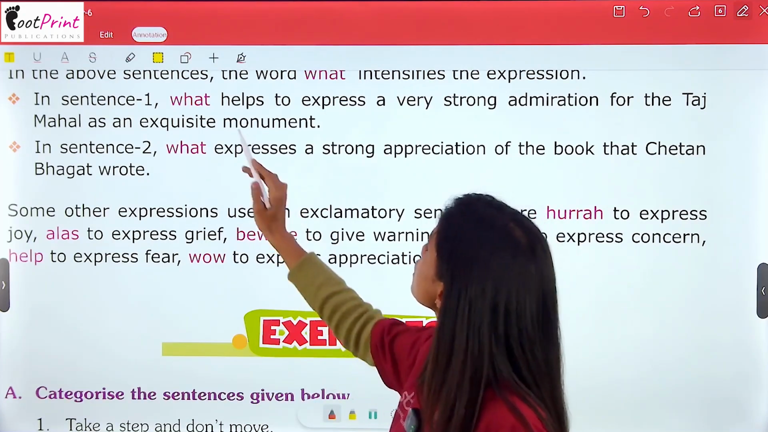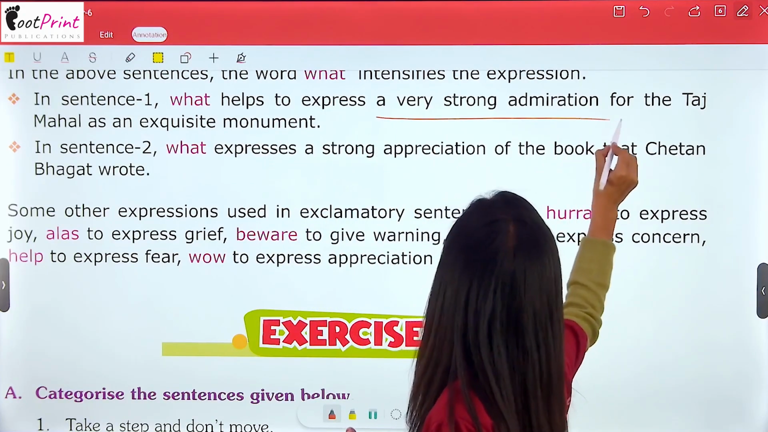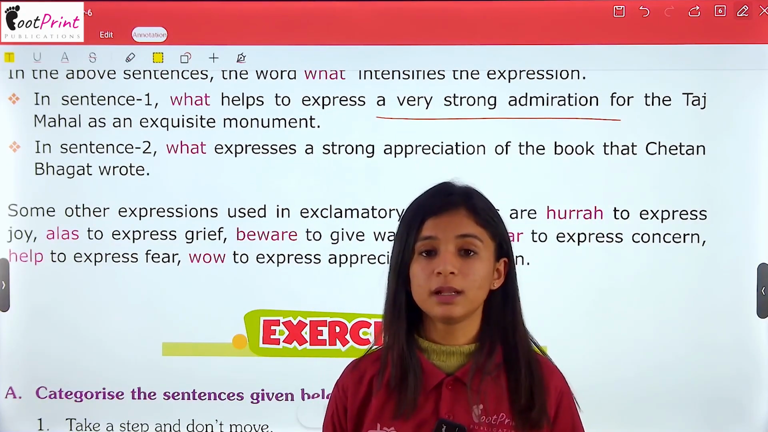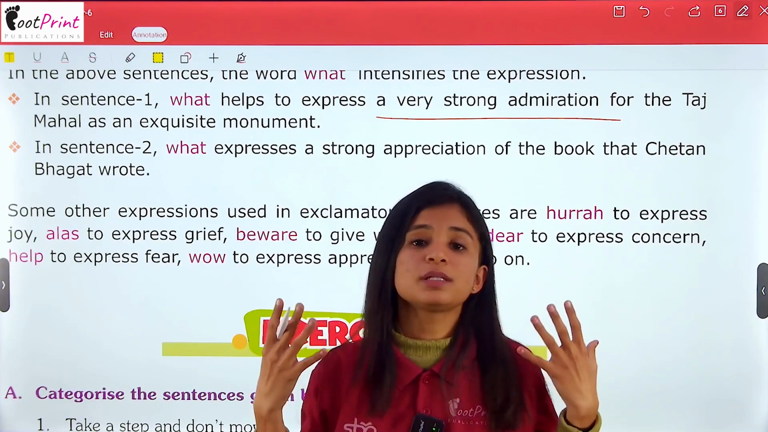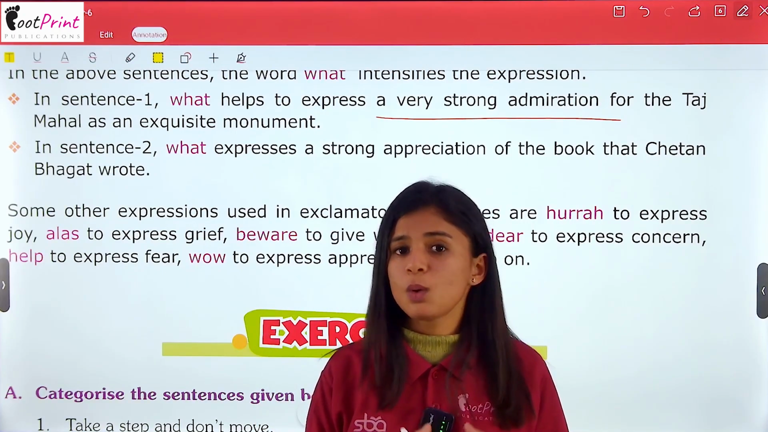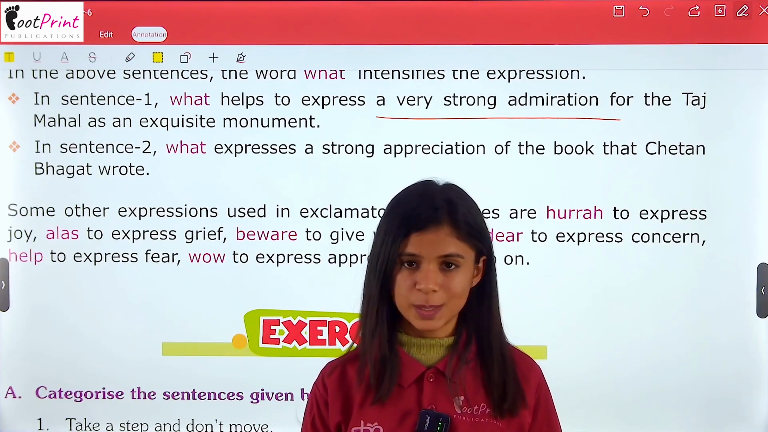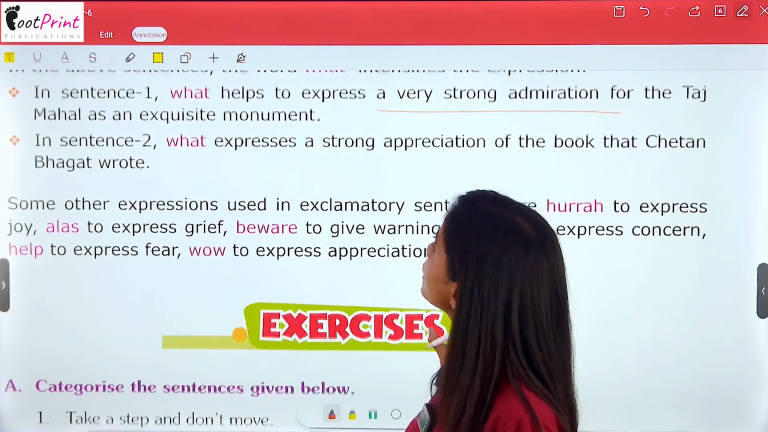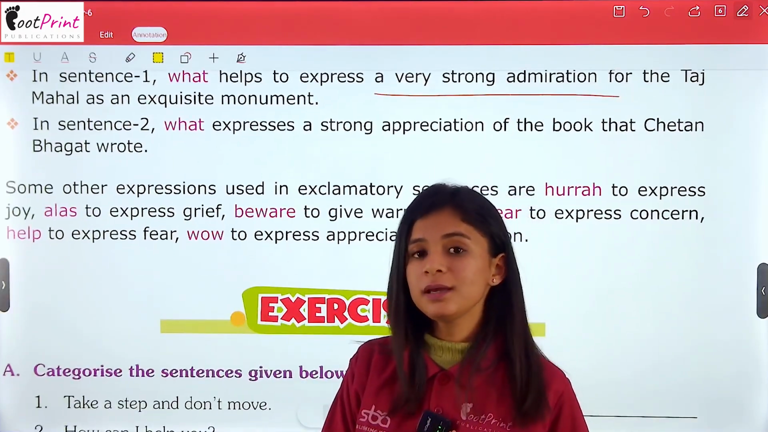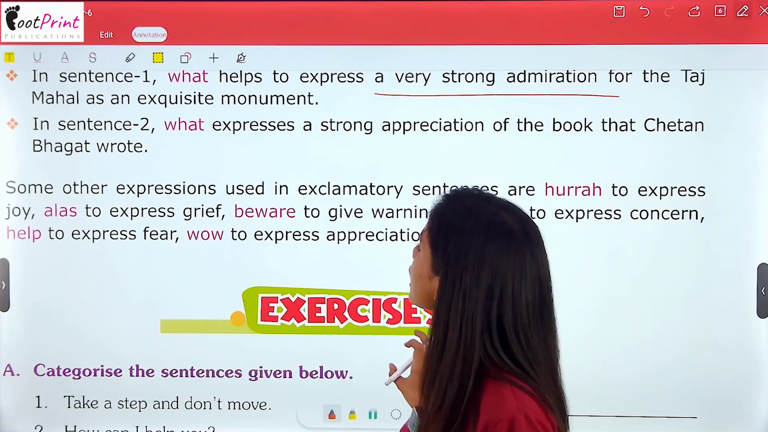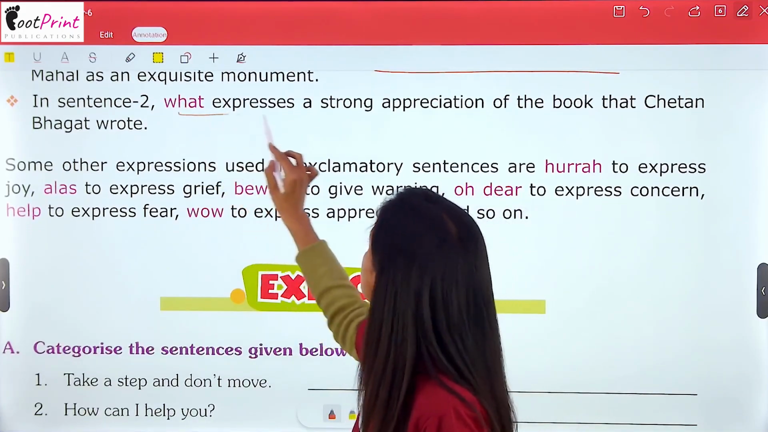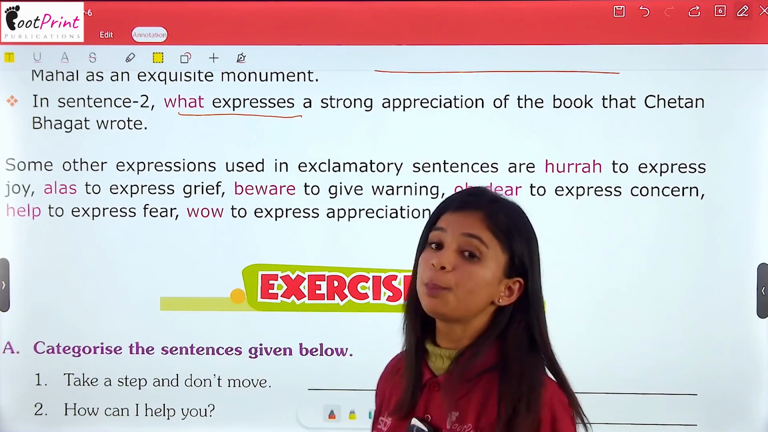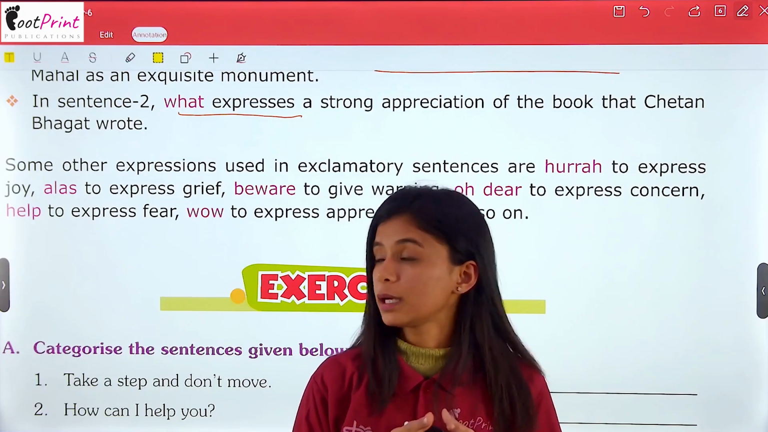In the sentence first, what helped to express a very strong admiration for the Taj Mahal. A person who is admiring Taj Mahal so much will say what an exquisite monument the Taj Mahal is, and what will help to express this feeling very strongly. In the second sentence, what expresses a strong appreciation of the book written by Chetan Bhagat.